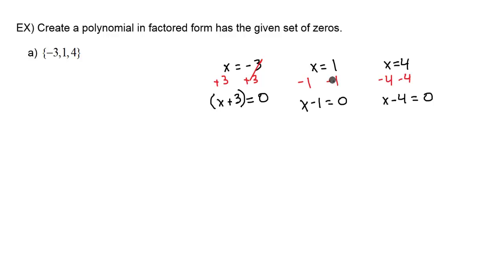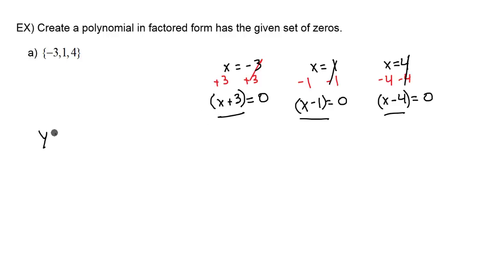So as you can see for this part, I subtracted 1 from both sides. That canceled that out to give me 0. And then I had x minus 1 on the left side. That's going to be my binomial. And then here I subtracted 4 from both sides. That cancels out to give me 0. And I have x minus 4 is my binomial. And these three binomials here are going to be my factors.